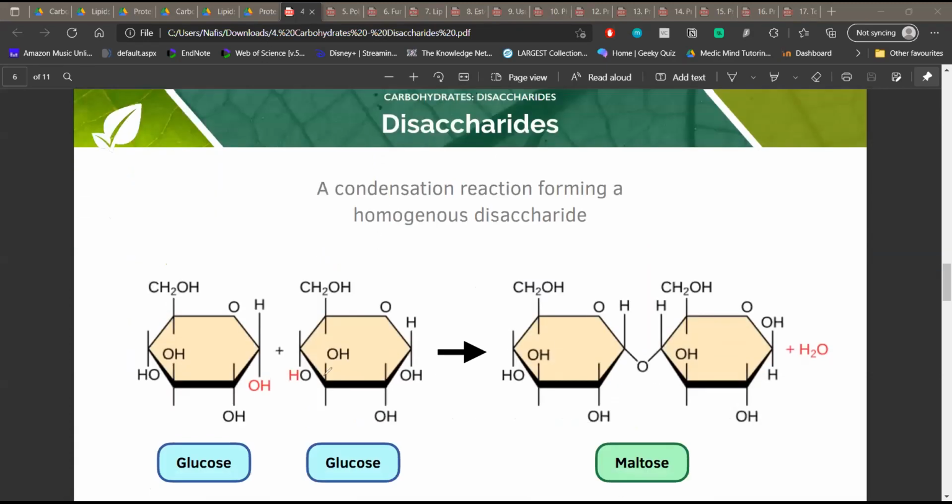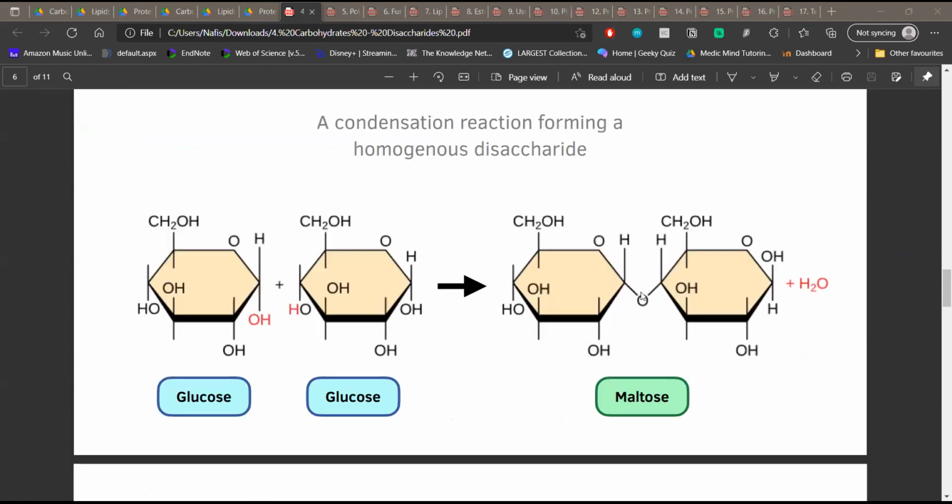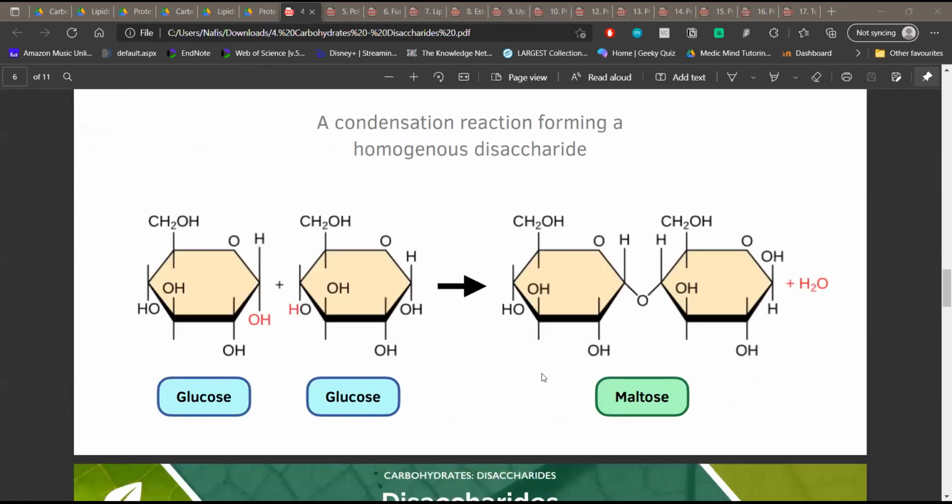So as you can see, that removal of water, the OH from one and the H from another, creates this bond, and the removal of water.